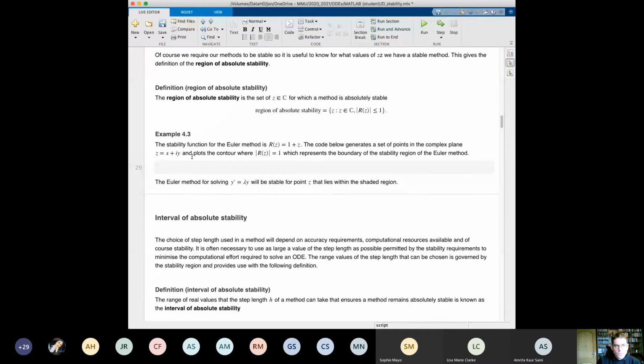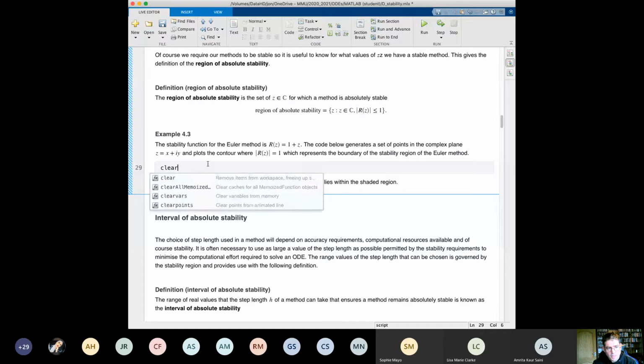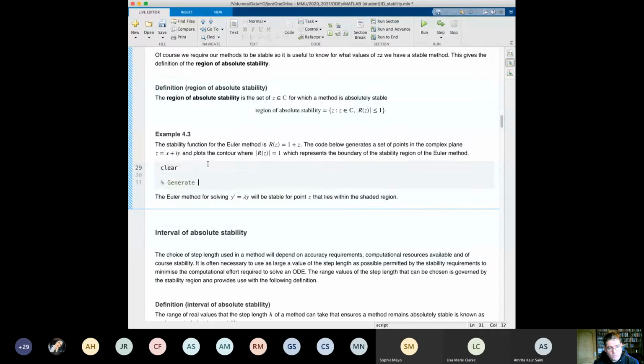Okay, so what we can do is plot the region of absolute stability for all points in the complex plane. We're going to calculate what R(z) is and then plot a contour line where |R(z)| is equal to 1. Okay, so I'm going to show you how we do that here. As always, clear the memory. We need to generate our z values.